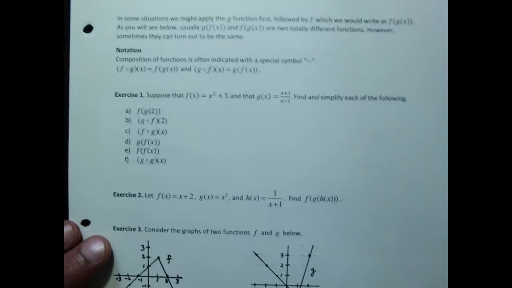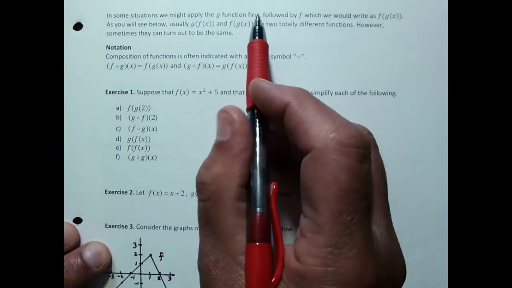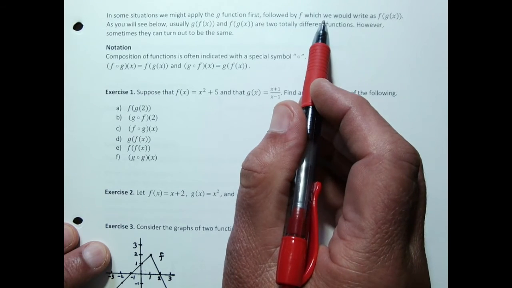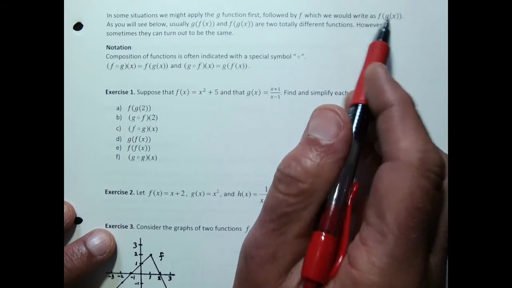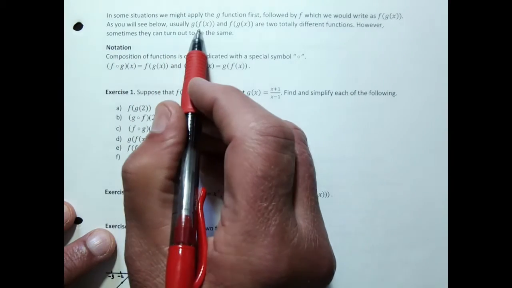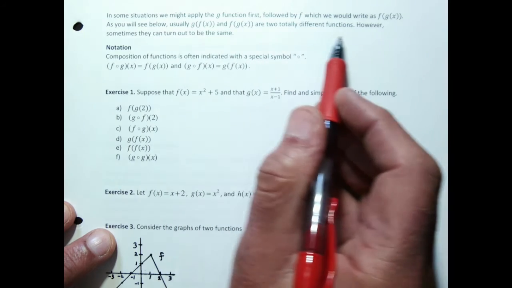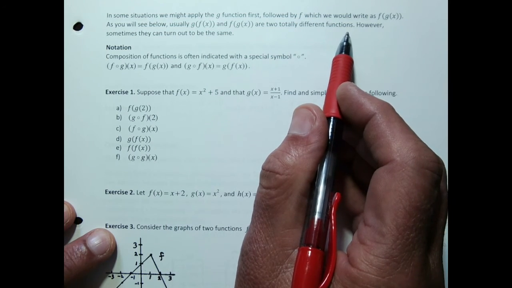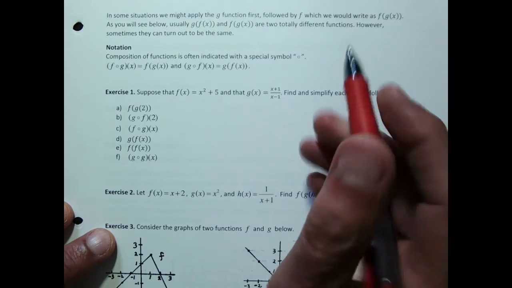Go to the next page. In some situations, we might apply the function g first, followed by f, which we would write as f of g of x. As you will see below, usually g of f of x and f of g of x are two totally different functions. If you change that order, you get something different. Sometimes they turn out to be the same.